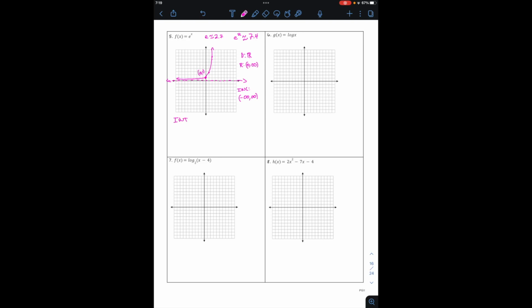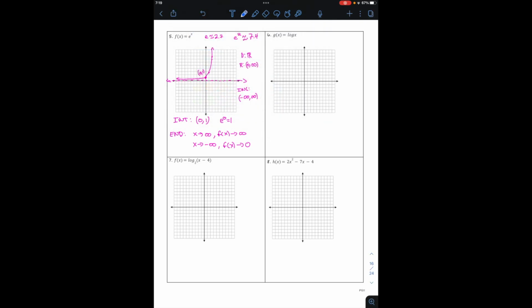Our intercepts, we just have a y-intercept at 0, 1, because anything to the 0 equals 1. E to the 0 is also 1. End behavior, as x goes to positive infinity, our outputs, f of x, is also getting bigger and bigger and bigger, off to infinity. And then as x gets more and more negative, our outputs get closer and closer and closer to 0. They'll never actually reach it.